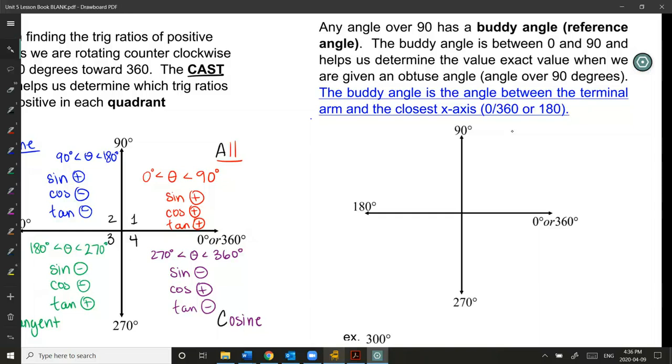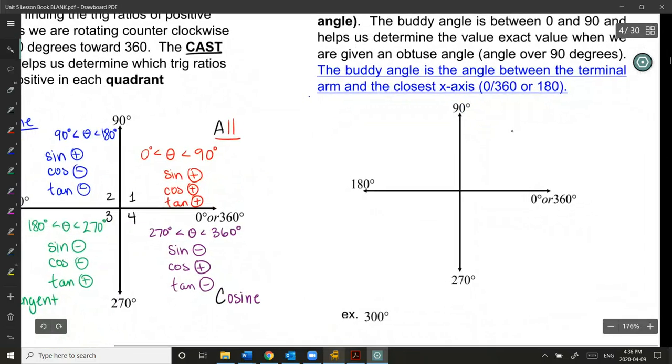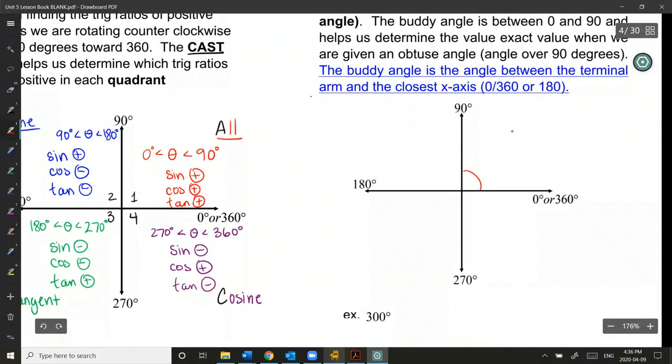It's also necessary for you to know that only angles in quadrants 2, 3, and 4 will need a buddy angle because angles in quadrant 1, or the all quadrant, are already between 0 and 90. So if you're in this quadrant right here, you already have an acute angle and you don't need a buddy angle. Okay, so let's take our example of 300. So if this is my initial arm and I measure 300 counterclockwise, 300 is going to fall maybe about right here. So this will be 300 degrees.